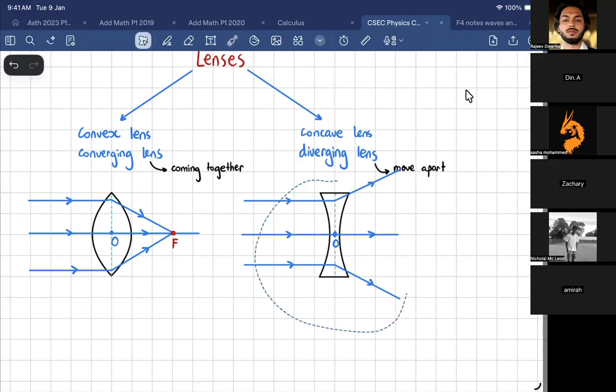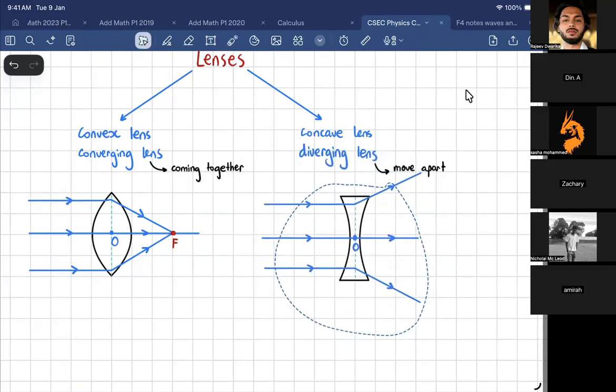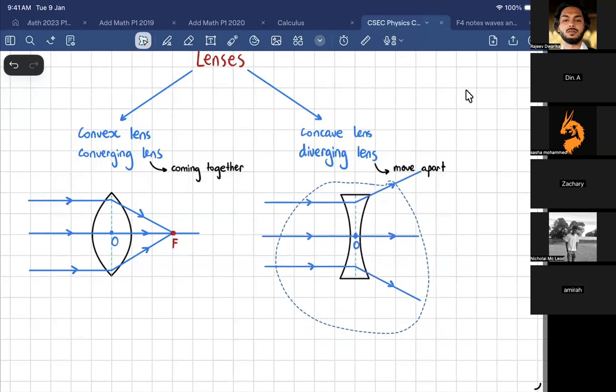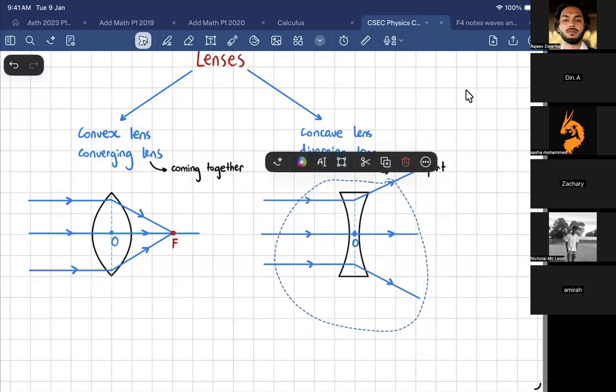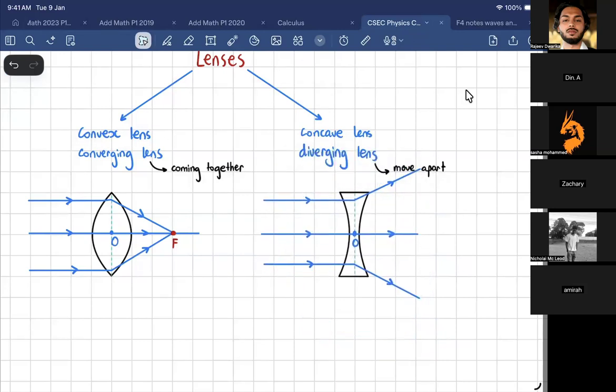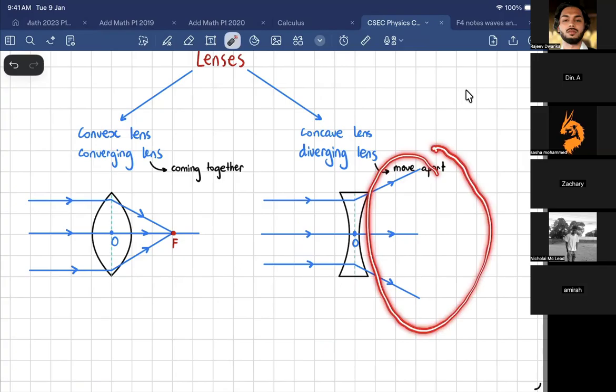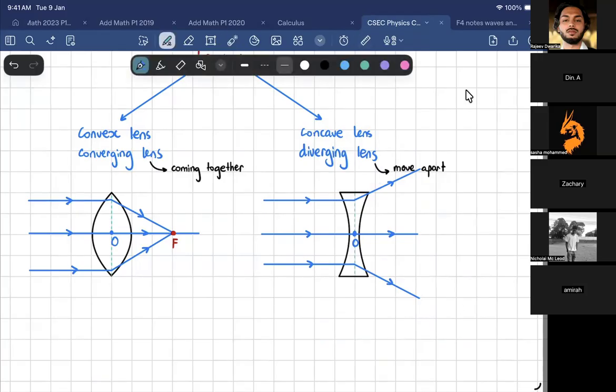So how do you think we do that? This one is a bit harder to digest. Nikolai, obviously your focal point wouldn't be over there, right? Because these lights never touch. So let me show you guys how you'd figure that out. If you have a divergent lens and you want to figure out your focal point, this is what you would do.